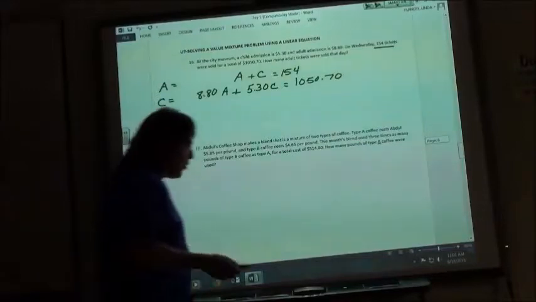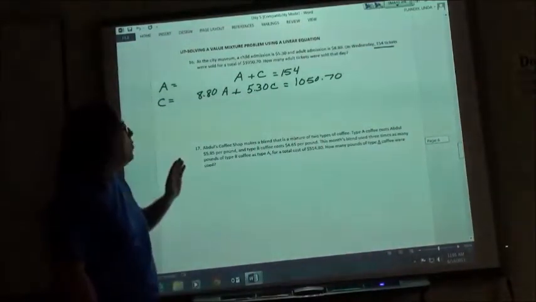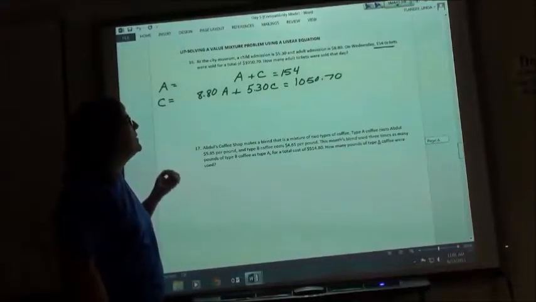Now you can solve this problem either by doing the substitution method or the elimination method. I'm going to show you the substitution method first, and then on a different question I'll show you the elimination method, and you can decide which way you like better.